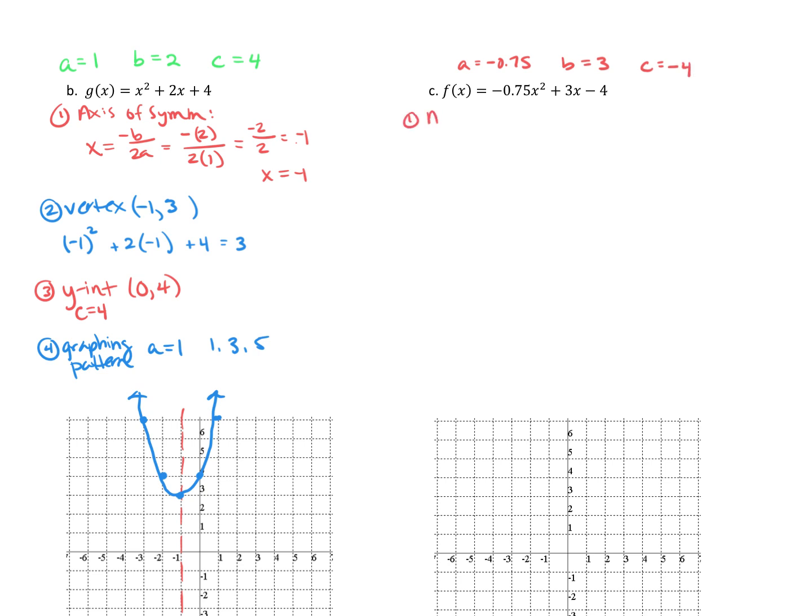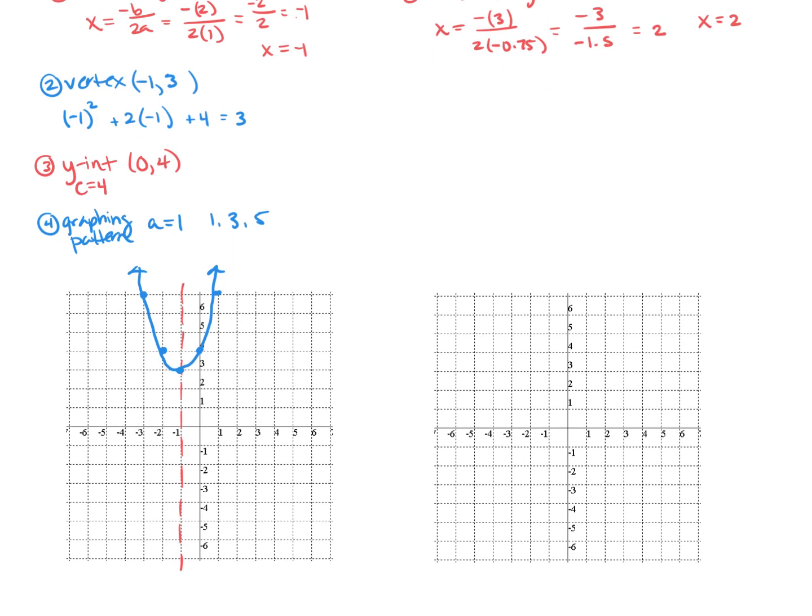So first, axis of symmetry. We do x equals negative b over 2a, so we have a negative, our b value is 3, over 2 times our a, which is a negative 0.75. So that's a negative 3 in the numerator. 2 times a negative 0.75 is a negative 1.5. And negative 3 divided by negative 1.5 is a positive 2. So x equals 2 is our axis of symmetry. We can go to our graph and draw in that vertical line at x equals 2.